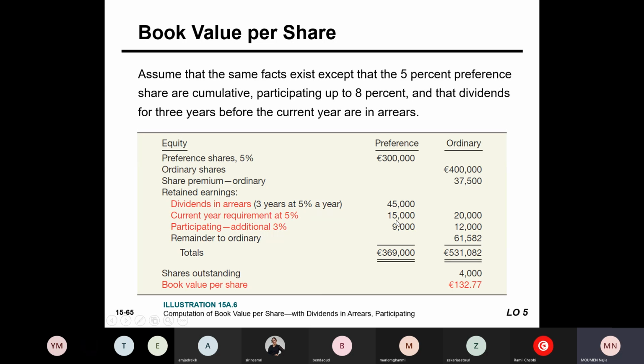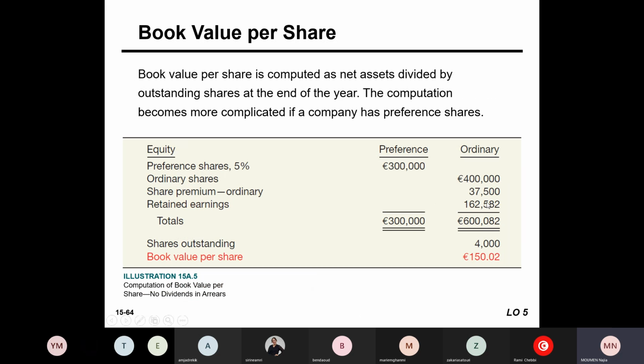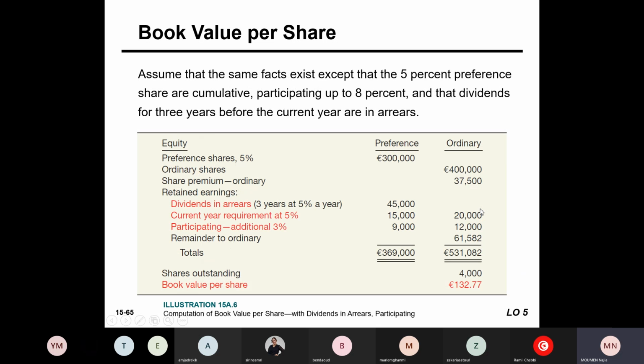So for the retained earnings, what should we do? We should split it between the portion pertaining to the preference shares and the portion pertaining to the ordinary shares. In this prior example we got 162,582 as retained earnings in total.